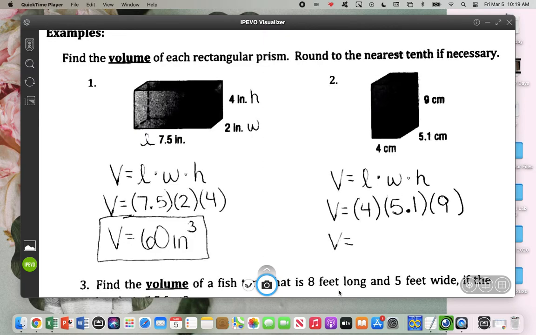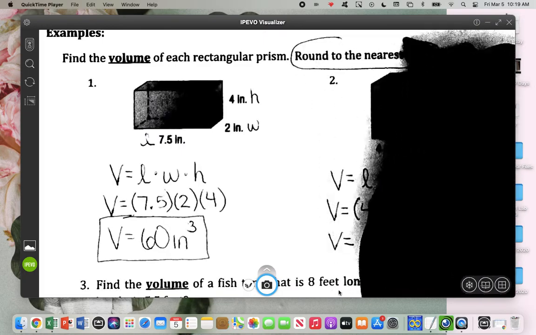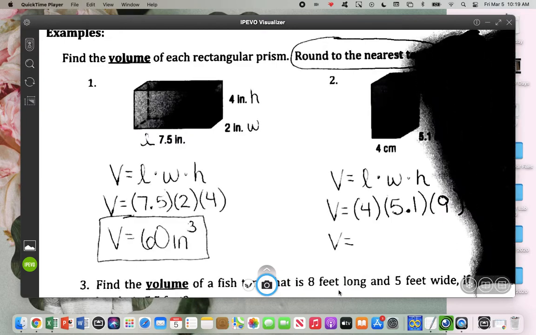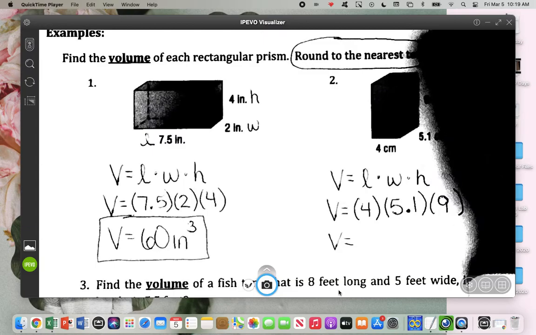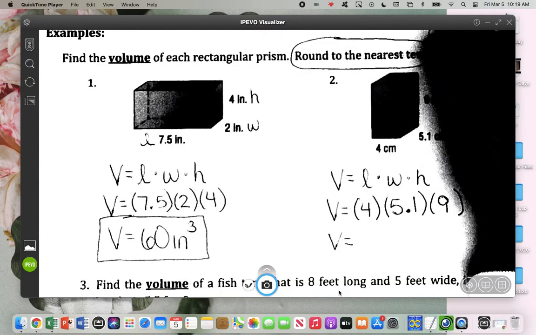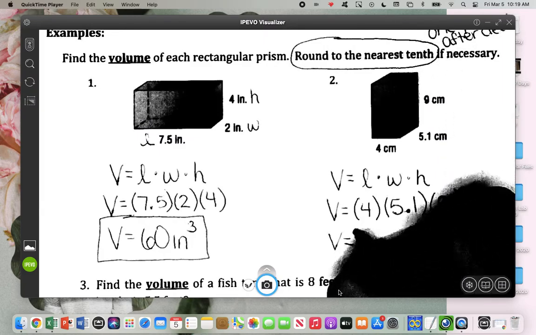Do you get a whole number or a decimal when you multiply those? Decimal. And it says round to the nearest tenth. How many places is that after the decimal? 1. So that's just one place after the decimal. So it'll be 180.7.